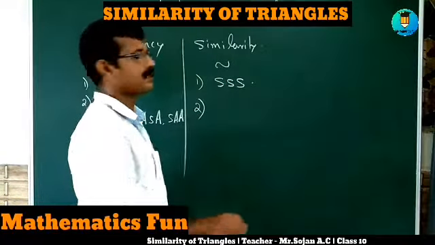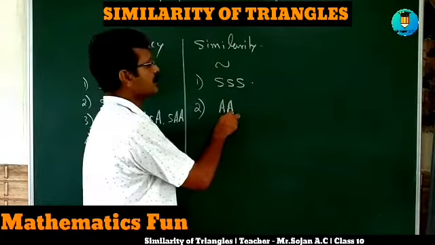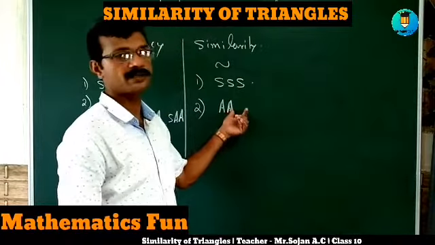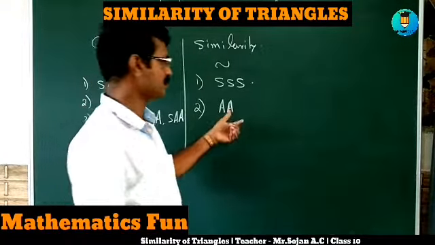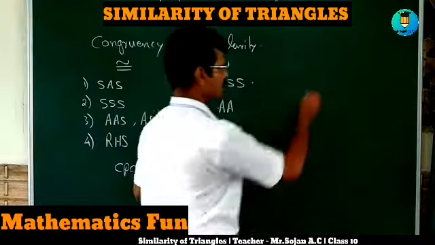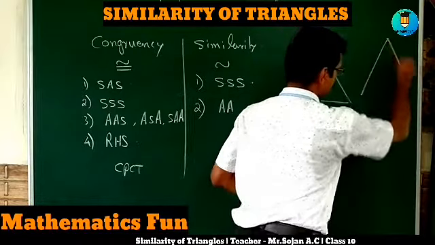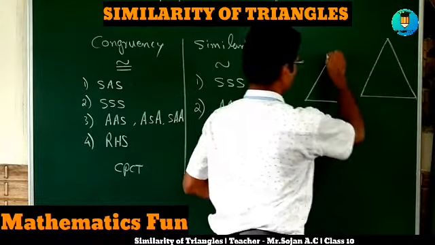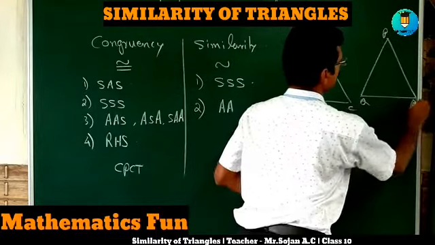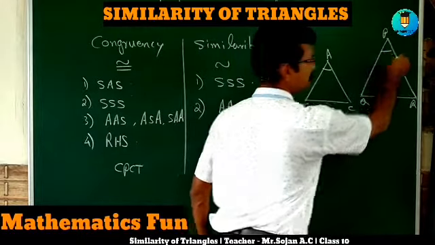The second one, the next theorem, is double A, or if you want, you can say triple A. That is, if two angles are equal, naturally the third angle will be equal. That is the concept. We can say the AA theorem, or also write triple A. Here there will be one triangle and another triangle, ABC and PQR.